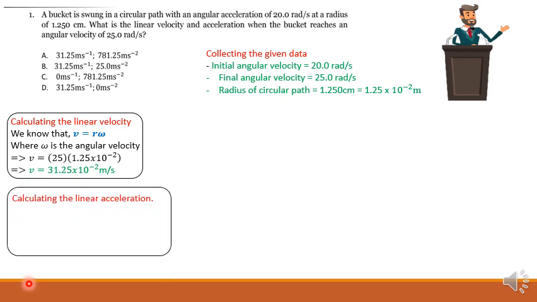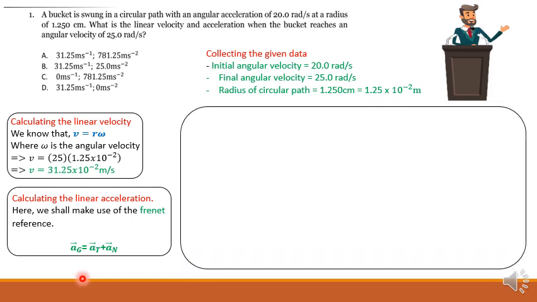Now, calculating the linear acceleration, we are going to use the Frenet reference. In the Frenet reference, the acceleration of the center of gravity of an object is always equal to two components. We have the tangential component of that acceleration and the normal component. So let me illustrate what the Frenet reference is all about.